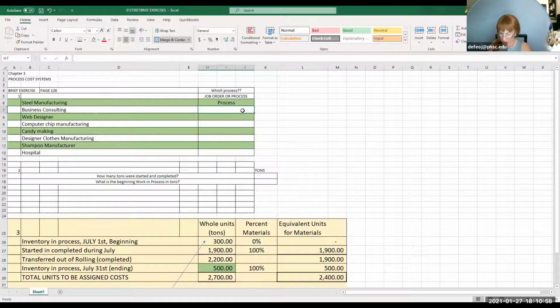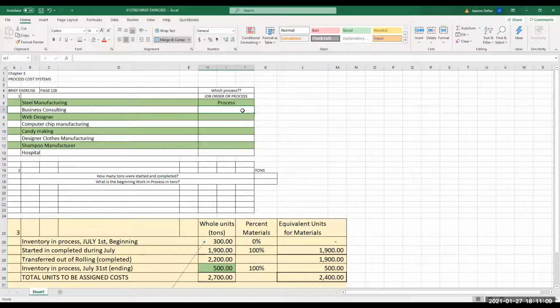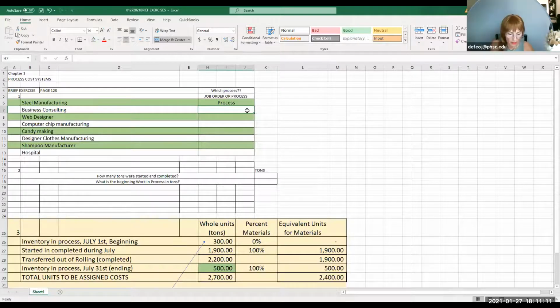So let me make this bigger. What about business consulting? When you consult to various clients, just like a hospital has various patients. What do you think, Harrison? All right, job order, but I want to give other people a chance, but that's okay. I'm glad you're enthusiastic. So this is job order. Oh my goodness, I'm having trouble typing. All right, and what about web designer? What about you, Harrison? What do you think?